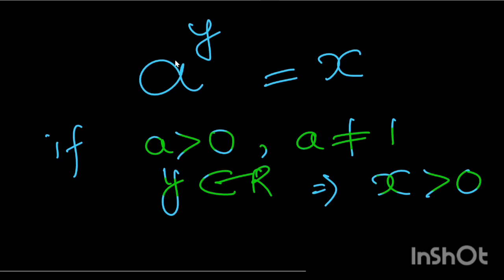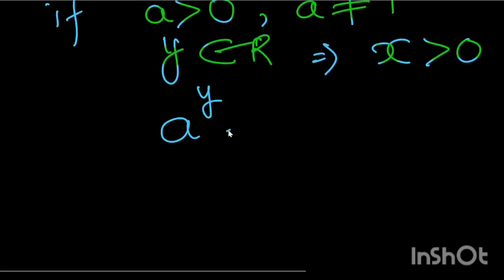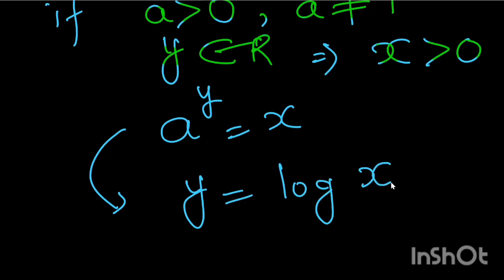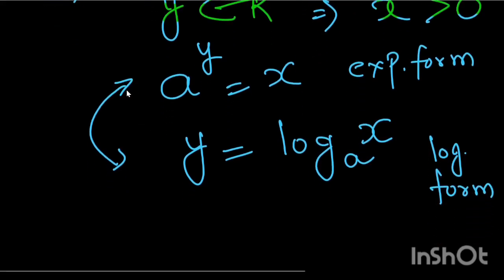Now this is what we call the exponent form. If it is like this, a to the power y is equal to x, then we can write it as y is equal to log of x base a. So this is the exponential form, and this is what we call the logarithmic form, the definition of logarithm. We can change from exponential form to log form like this.